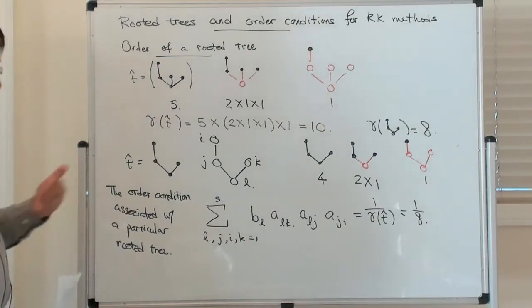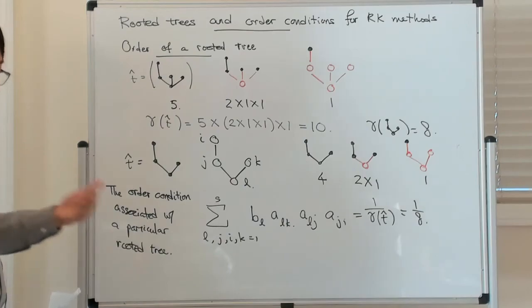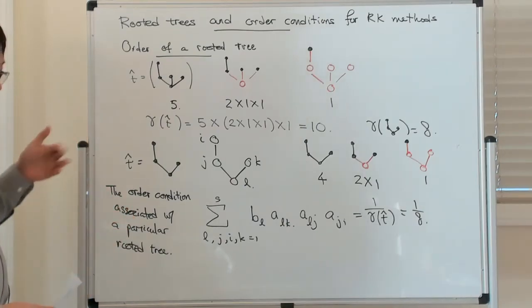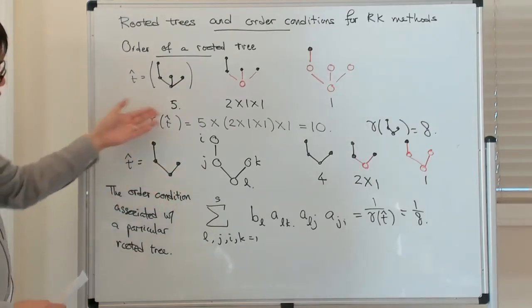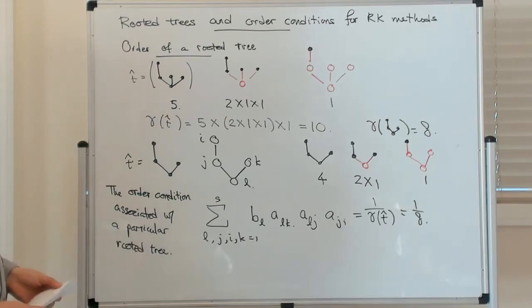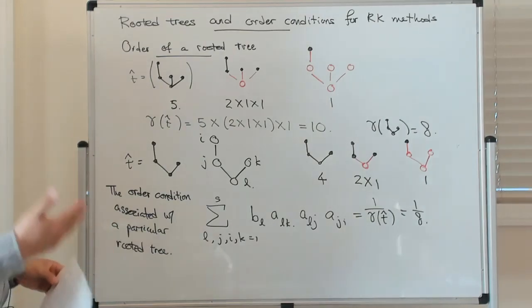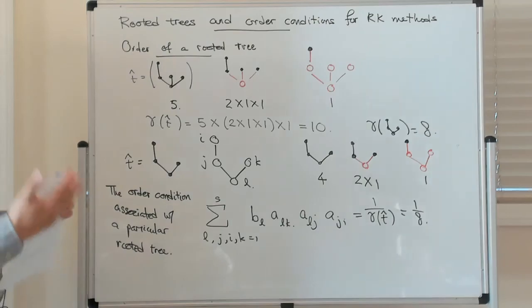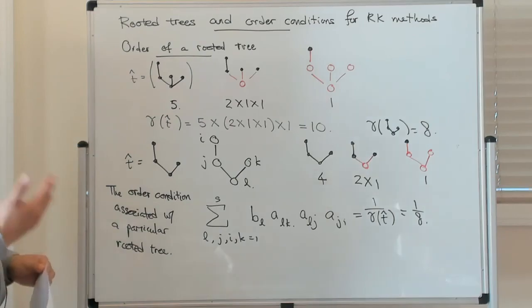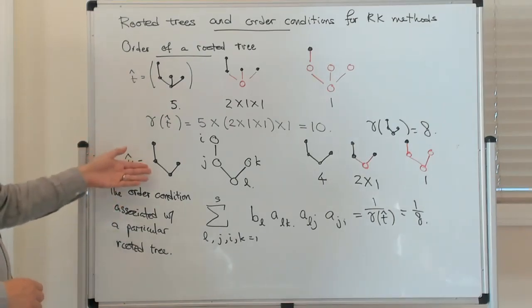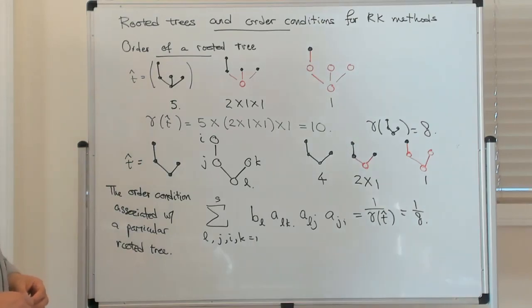In any case, this is an example of how you can use this nice combinatorial tool of expressing the terms in the Taylor series of both the exact flow and the Runge-Kutta method in terms of this representation with rooted trees. And as I said at the very start of the lecture, this is perhaps not so surprising in retrospect, because Cayley introduced the idea of trees to represent these kinds of actions of differential operators on functions. And so it's not so surprising that it finds utility in the error analysis of Runge-Kutta methods. So let me just stop here.